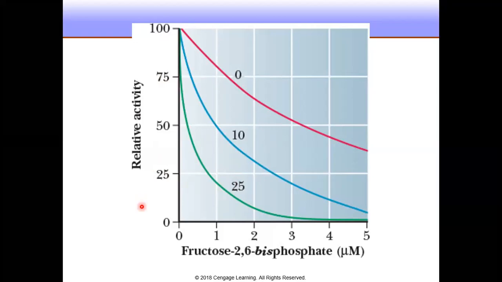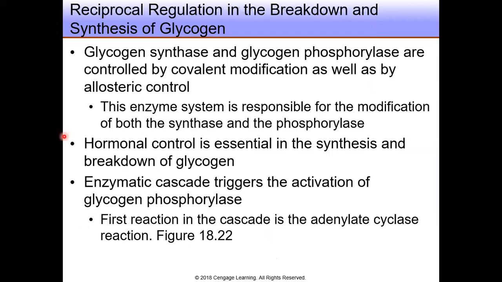Now, the breakdown and synthesis of glycogen exhibit similar reciprocal regulation. So glycogen synthase and phosphorylase are controlled by two types of control: covalent modification, which is phosphorylation, as well as allosteric control by allosteric effectors such as glucose, ATP, AMP, and glucose 6-phosphate. Now, an enzyme system is responsible for the modification of both the synthase and the phosphorylase. We saw that phosphorylation of the phosphorylase activates, whereas phosphorylation of the synthase inactivates. Again, these two processes cannot work in the same way at the same time.